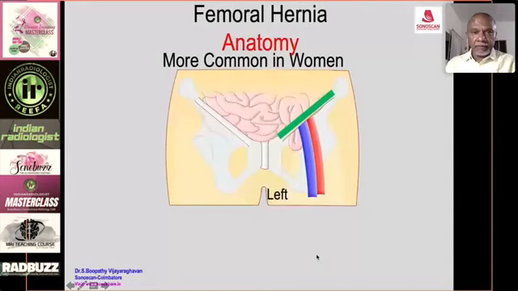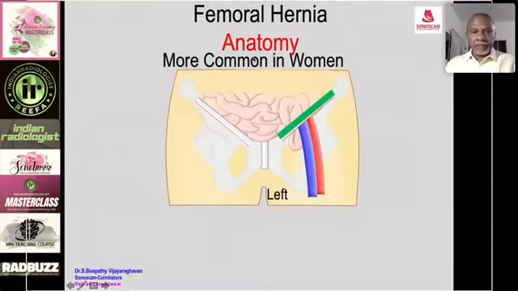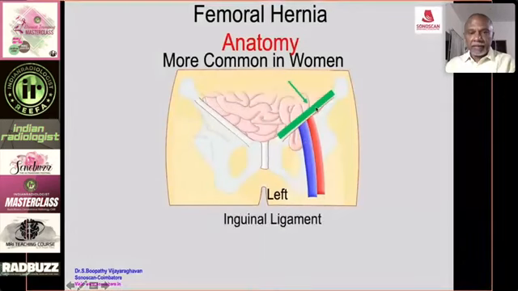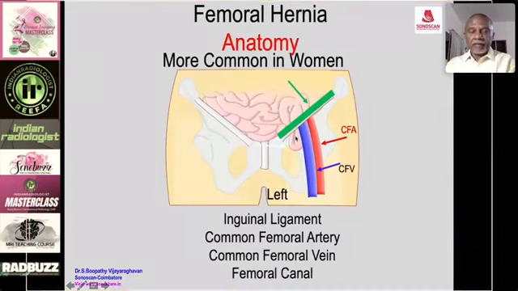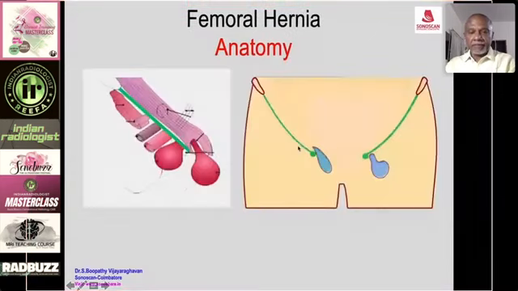Now coming to the femoral hernia. Anatomy: it is more common in women, and you see the inguinal ligament, and below the inguinal ligament you get the common femoral artery, common femoral vein, and medial to that you get the femoral canal through which the hernia happens, the femoral hernia.